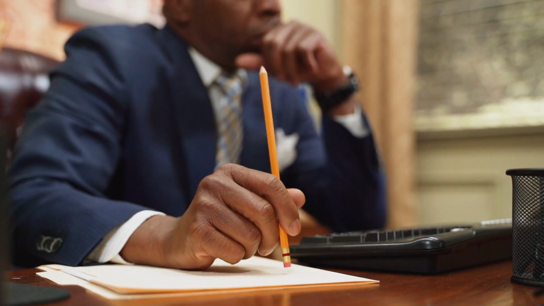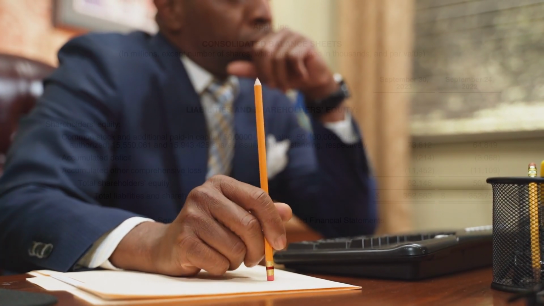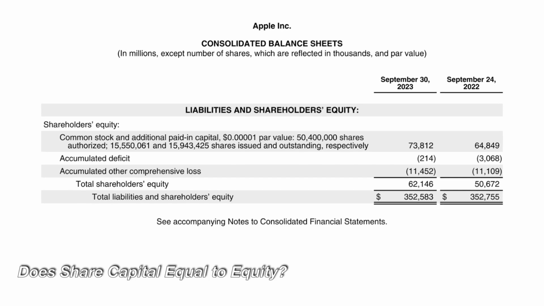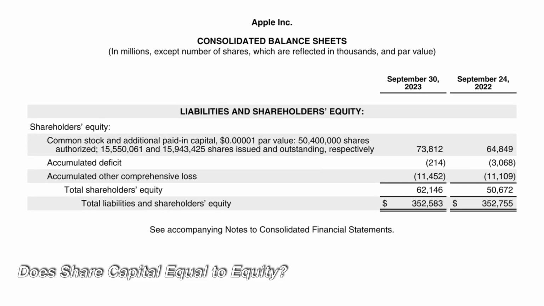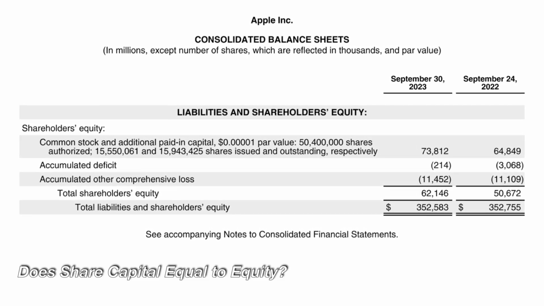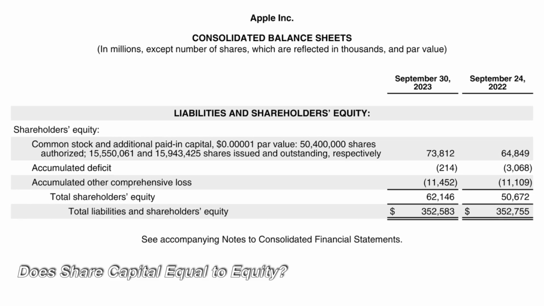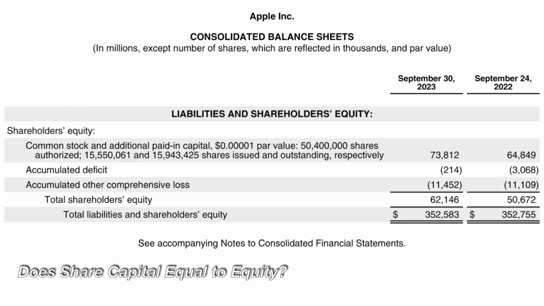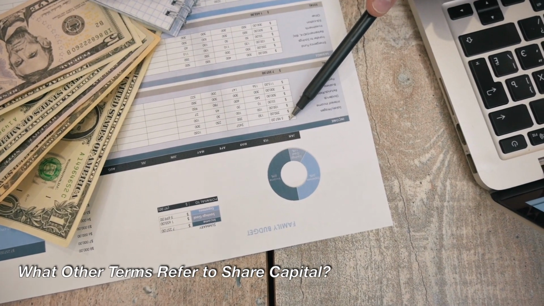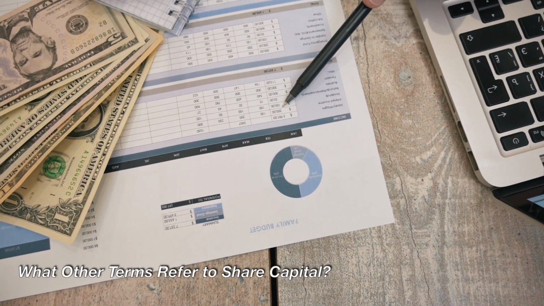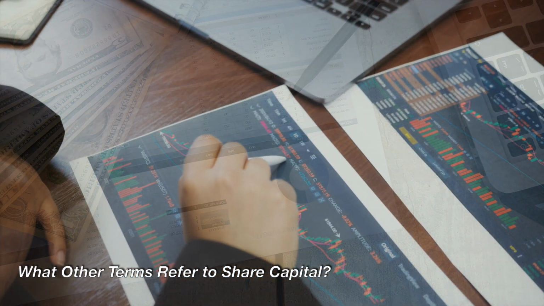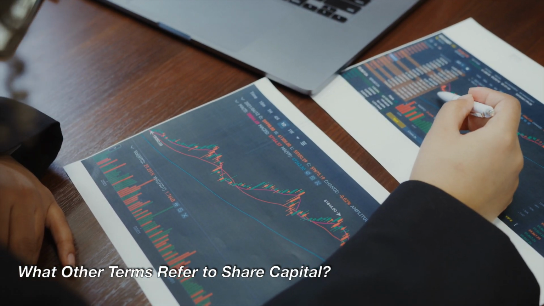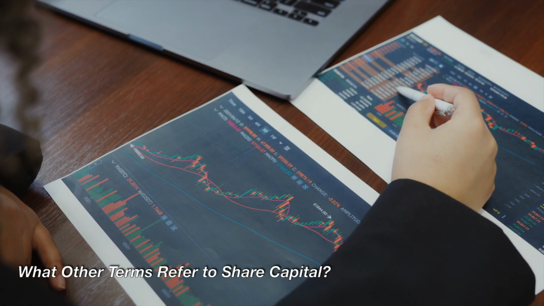Let's now take a look at a couple of commonly encountered questions surrounding share capital. Number one, does share capital equal equity? Share capital represents a portion of a company's equity obtained through the issuance of ordinary or preference shares, distinguishing it from other forms of equity accounts. And number two, what other terms refer to share capital? Share capital may also be known as shareholders' capital, equity capital, contributed capital, stated capital, or paid-in capital.